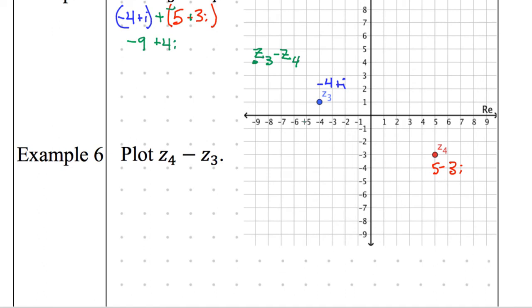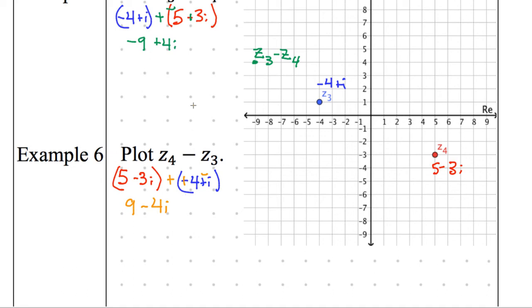All right, let's plot this other one. So now I'm doing the red first. I'm doing Z4 first, so 5 minus 3i. That is going to subtract our blue complex number, which is negative 4 plus i. Again, I'm going to distribute that negative. That's going to be positive, positive, negative. And when I do that, I'm going to get 5 plus 4, which is 9. I'm going to get negative 3 plus a negative 1, which is a negative 4.